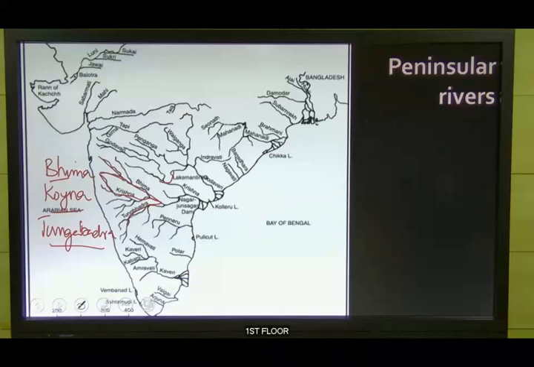And then coming to the Kaveri, next big river is Kaveri. It rises in Kodagu district of Karnataka. The important tributaries are Kabini, Bhavani, Amravati.